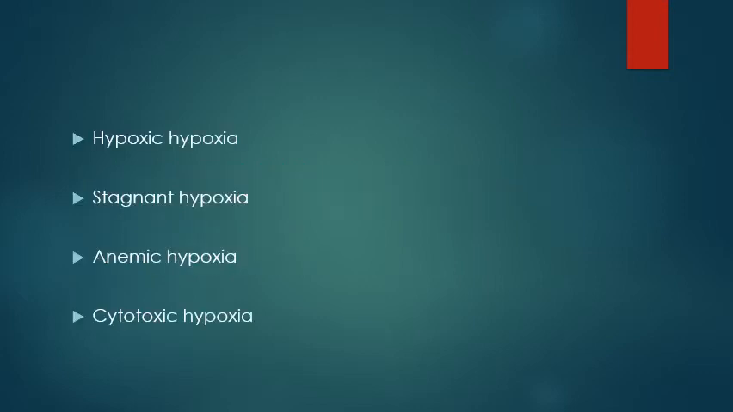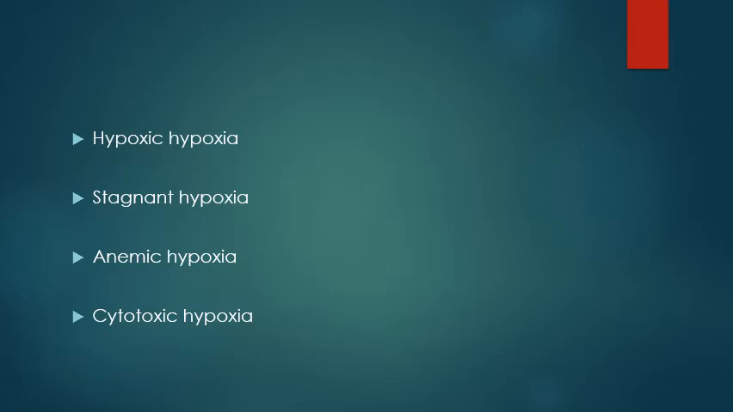there are four types of hypoxia: hypoxic hypoxia, stagnant hypoxia, anemic hypoxia, and cytotoxic hypoxia or histotoxic hypoxia. Okay, so what is hypoxic hypoxia? The oxygen content of the blood itself is reduced. Normally the oxygen is 100% saturated, or in other words, all the hemoglobin molecules are bound to oxygen in the arterial blood.